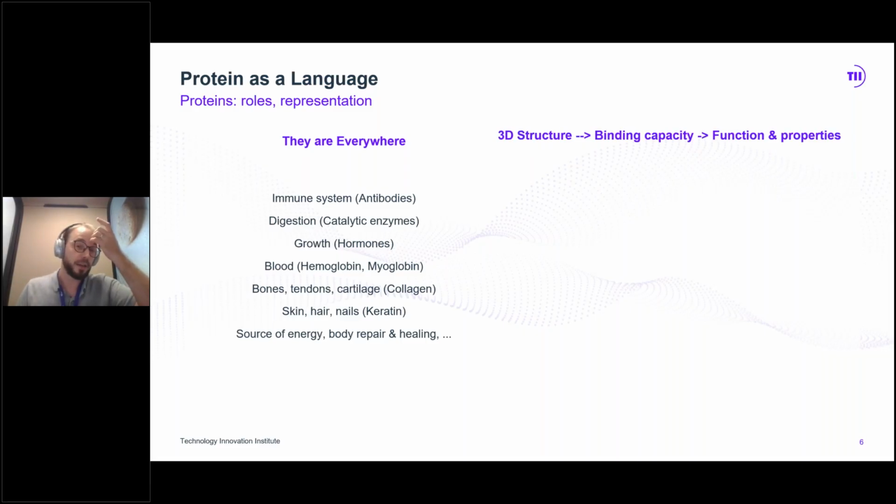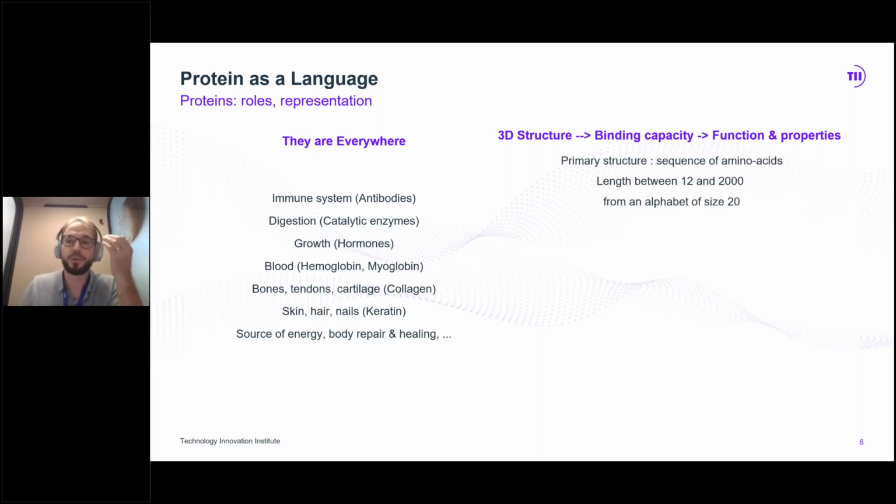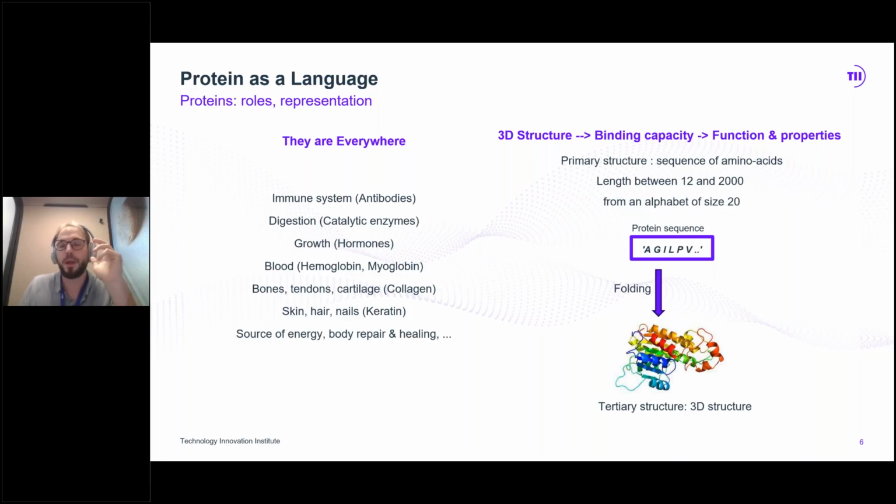Basically, a protein is defined by a sequence of amino acids, and so it can be encoded as a chain of characters. This chain of characters gives a 3D structure, a folding. So that's the sequence; it gives a folding, basically the 3D structure of the protein. This 3D structure gives the protein its binding capacities, and in turn, this binding capacity defines the protein function and its properties.